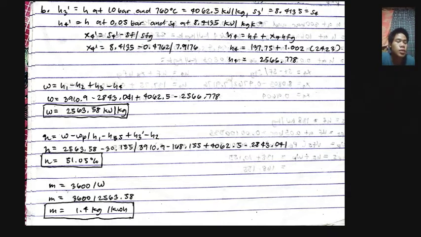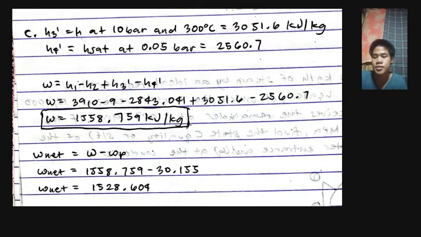Now M, since M is given, M equals 3600 over W, or work. Next, substituting it, M equals 3600 over 2563.38, and calculating it, M equals 1.4 kilograms per kilowatt hour. Okay, next, C.